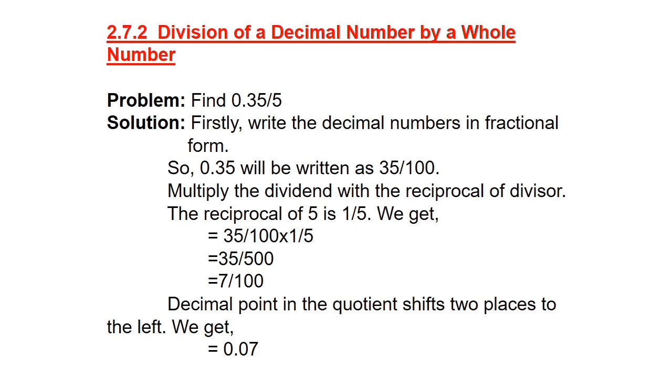Division of a decimal number by a whole number. Problem. Find 0.35 divided by 5. Firstly, write the decimal numbers in fractional form. So, 0.35 will be written as 35 by 100. Multiply the dividend with the reciprocal of the divisor. The reciprocal of 5 is 1 by 5, so we get 35 by 100 into 1 by 5, which will give us 35 by 500, and by further simplification we get the answer as 7 by 100. Decimal point in the quotient shifts 2 places to the left, so we get the answer as 0.07.